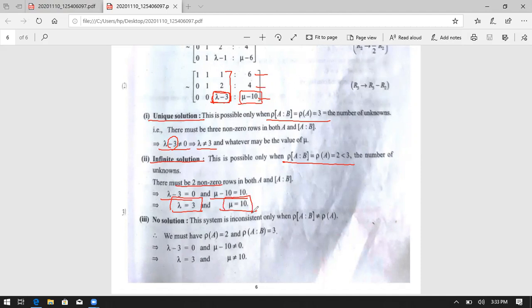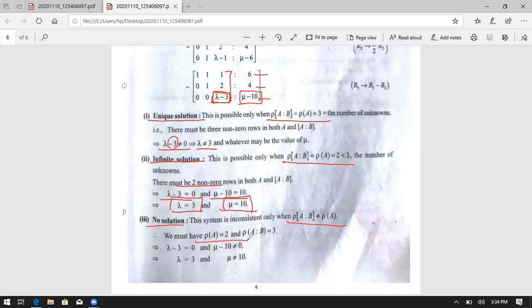What is the lambda value? It is 3. What is the mu value? That is 10. Okay, this is the infinite solution. Next, go to the third one, no solution. No solution means the condition rank of AB is not equal to rank of A. Remember this one? No solution means rank of AB is not equal to rank of A.